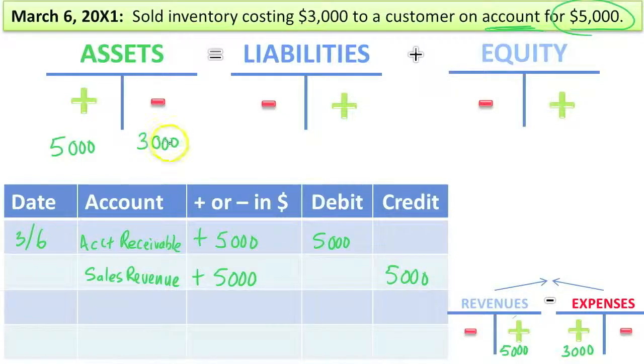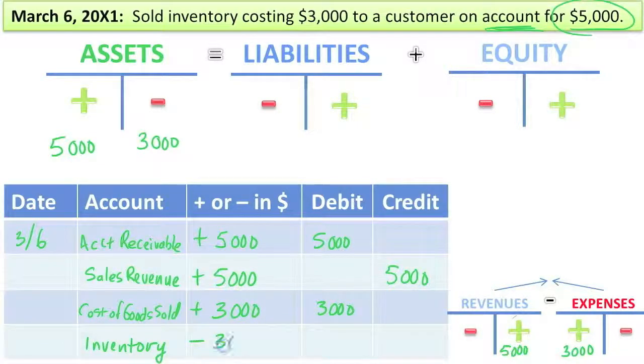Next, we have less inventory, so less asset and more expense. I like to put the debit side first, so I'm going to write that down. Cost of goods sold. We have more of that, an increase of $3,000. When you increase an expense, that's a debit. We decrease an asset. This asset is inventory because that's what we gave away. Decreased it, $3,000. When you decrease an asset, that will be a credit entry.